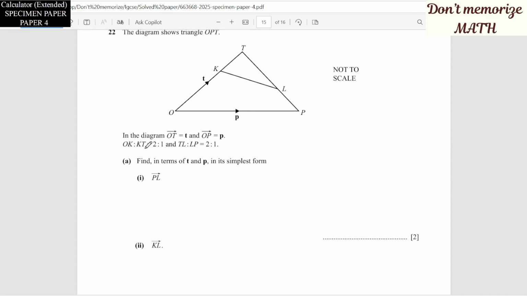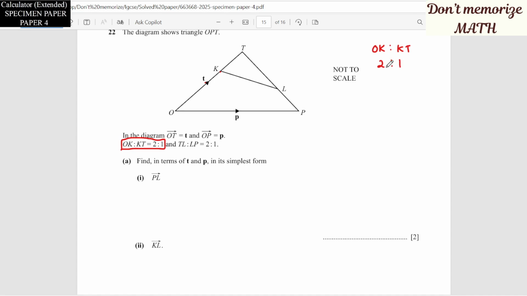OK is to KT is 2 is to 1. So if you have a ratio like this, what is happening here? I will just explain that, then we will continue with the question. So we have OK is to KT given as 2 is to 1.